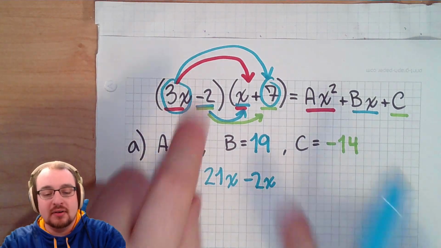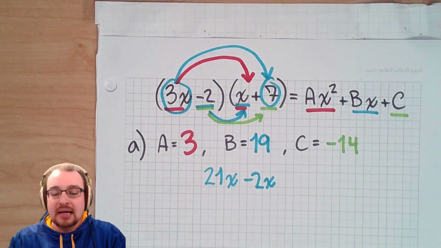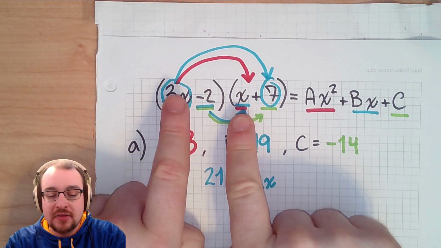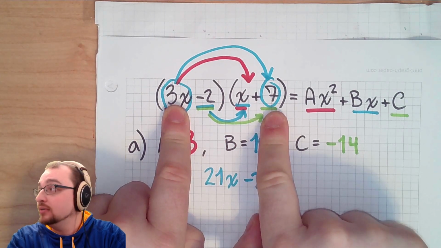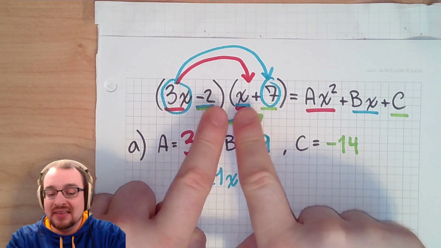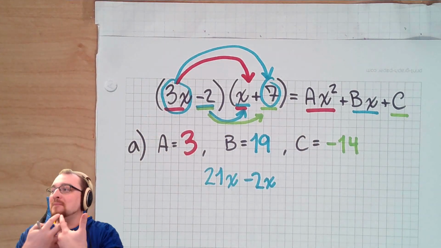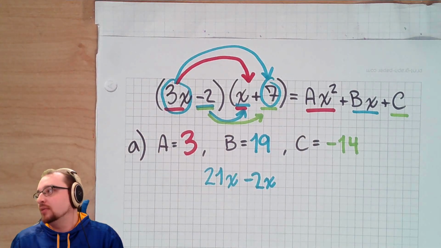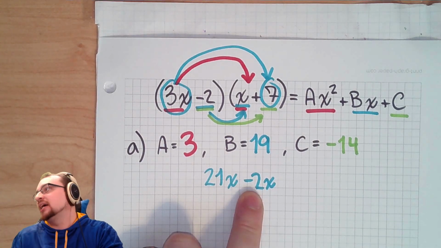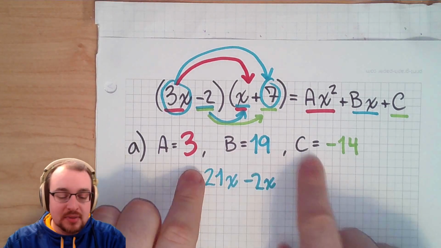So notice, the way we get our middle term has to do with this x times a number, right? When we distribute here, and then this other one, those combined, they add up to our middle term, 21x plus a -2x. So there's A, B, and C.